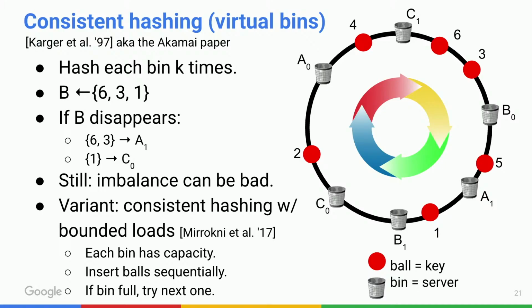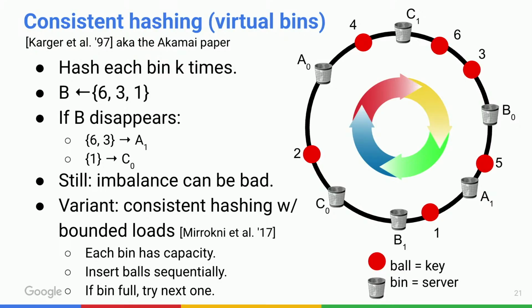So, okay, what's a partial solution? There's this virtual bins idea that goes way back to the Akamai paper in '97. You're not going to hash each bin once. You're going to hash each bin k times. So they're virtual bins. And so A0 and A1, whatever balls go into each of these become the balls that go to A.